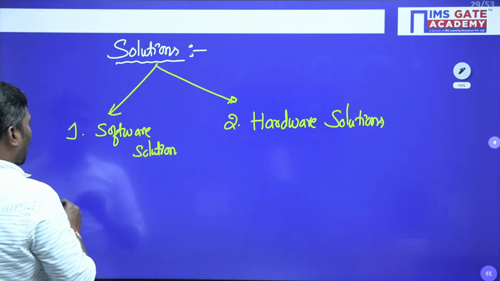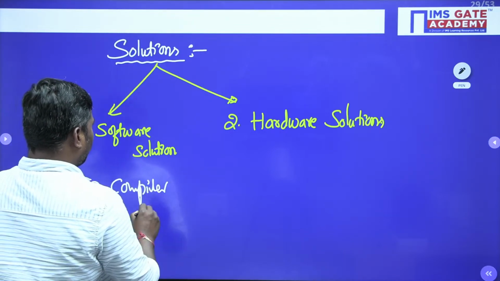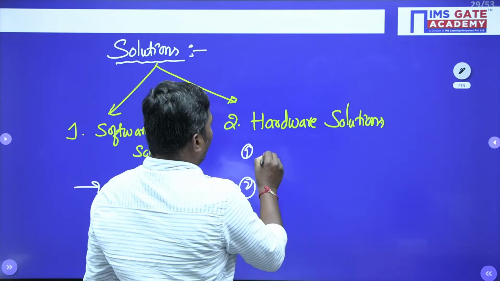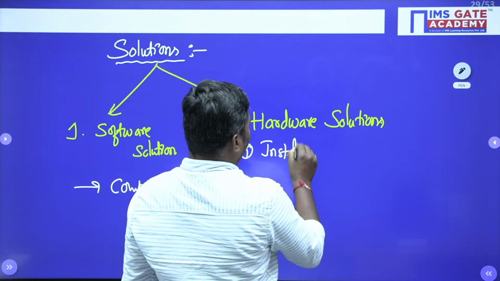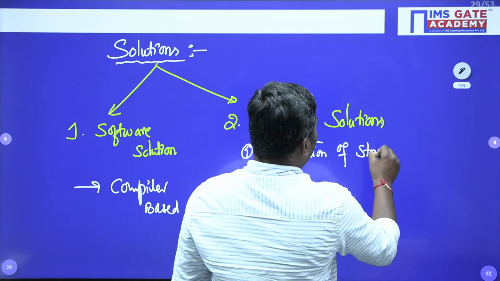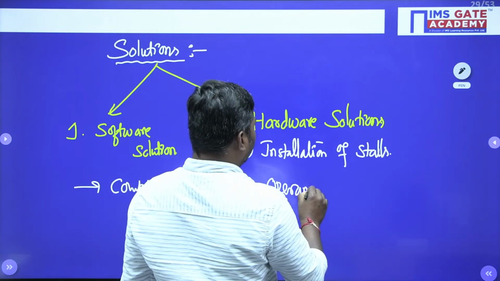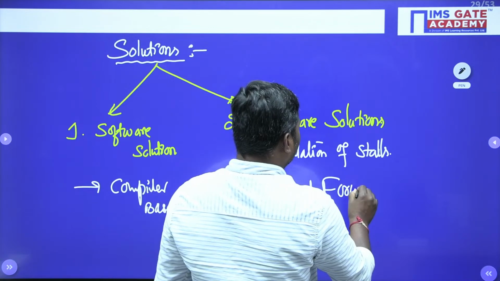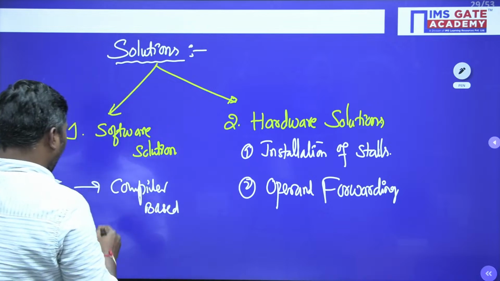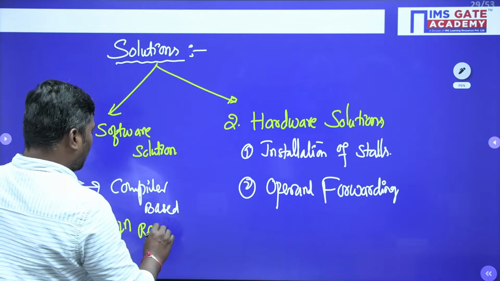The software solutions are compiler-based solutions. Hardware solutions, there are two. One is insertion of stalls. The second is operand forwarding. The compiler-based solution can also be called instruction rescheduling.